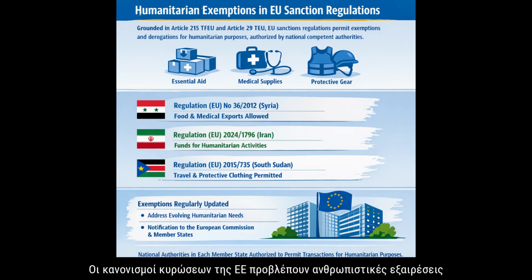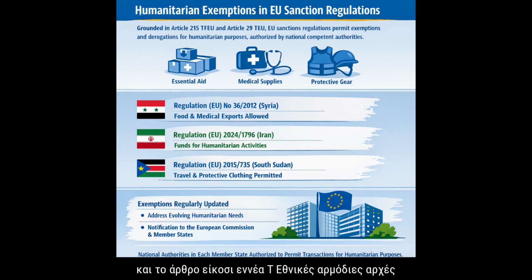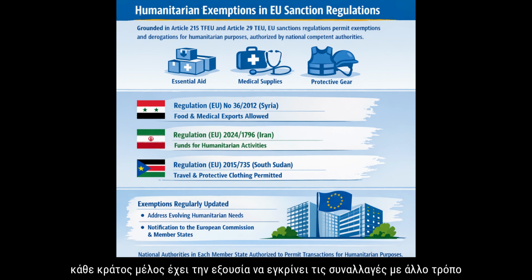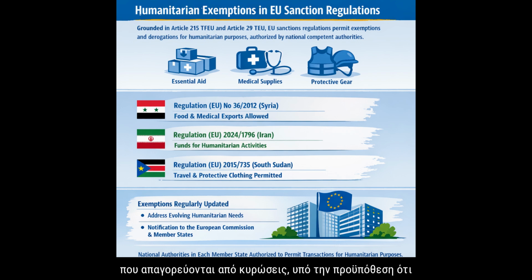3. Humanitarian exemptions. EU sanctions regulations provide for humanitarian exemptions and derogations, grounded in Article 215 TFEU and Article 29 TFEU. National competent authorities in each member state are empowered to authorize transactions otherwise prohibited by sanctions, provided they are for humanitarian purposes such as the delivery of essential aid, medical supplies, protective clothing, or other basic needs.